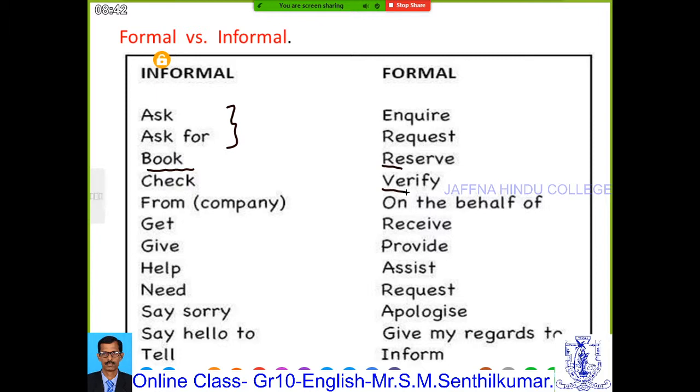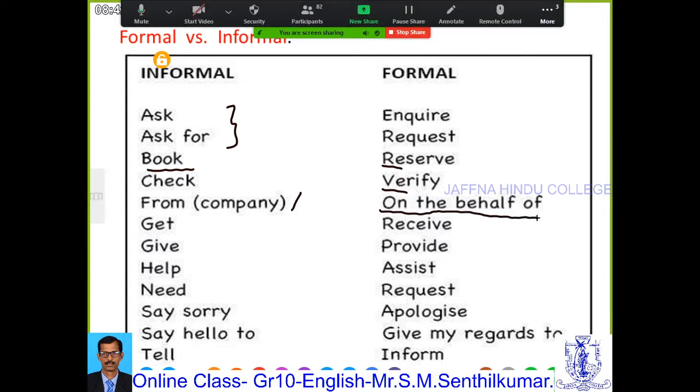But we never use it like this in writing. On behalf of the Jaffna Hindu College, I am going to speak about something. I am going to write on behalf of grade 11 students. I am going to write a complaint regarding that. "On behalf of" is a very prominent structure. Don't write from. The formal language is on behalf of.